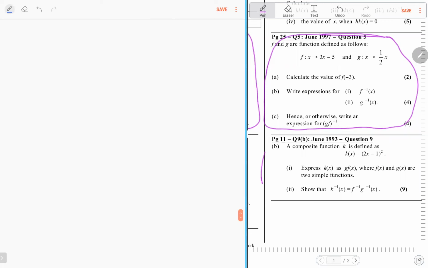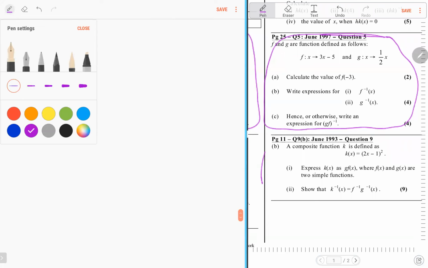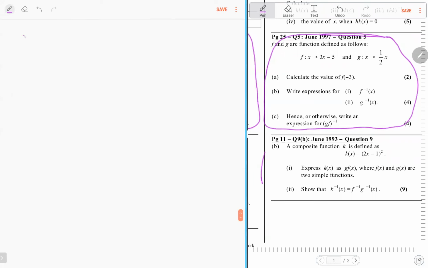All right, so they give us those two functions. Let's go quickly. They are f of x equals 3x minus 5, and g of x equals half x. Half x is the same as x over 2. Same thing. I like to write it as a fraction, so there's no messing up, right? Half x is the same as x over 2.